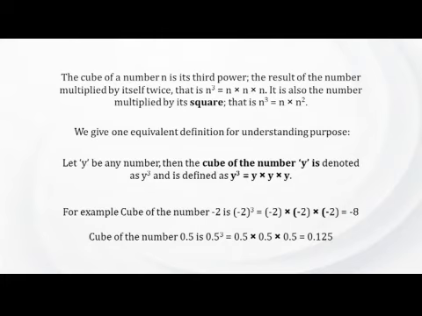For example, cube of the number minus 2 is minus 2 the whole cube, that is equivalent to minus 2 into minus 2 into minus 2, that is again equivalent to minus 8. Cube of the number 0.5 is 0.5 cube, equivalent to 0.5 into 0.5 into 0.5, that is again equivalent to 0.125. Note that from the above definition and examples, cube of a non-negative number is also a non-negative number and cube of a negative number is also a negative number.